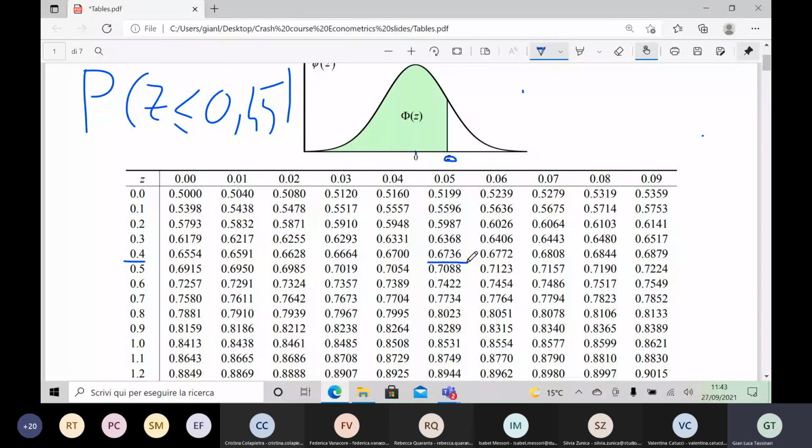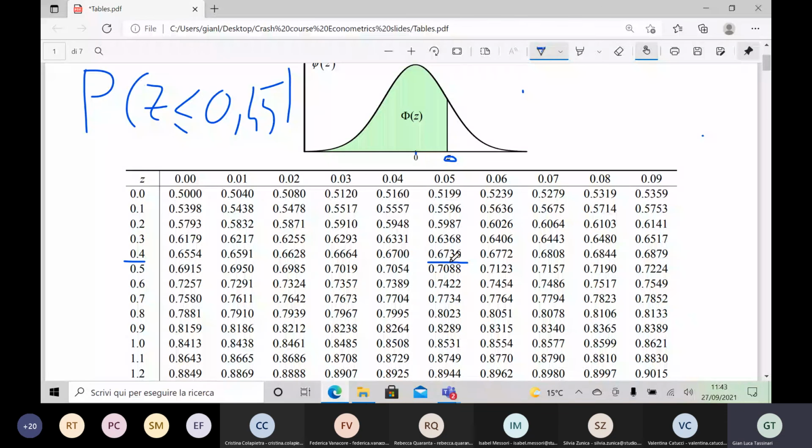So the probability that a standard normal random variable will assume a value smaller or equal to 0.45 is 67.36%. Okay, look, this is the typical use. You can use this table to compute probabilities. Okay, but you can also apply the reverse problem.